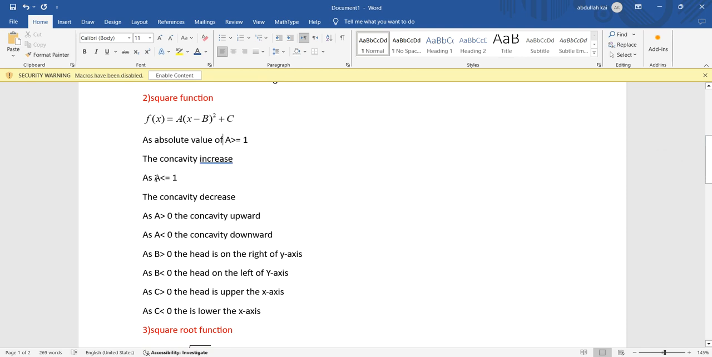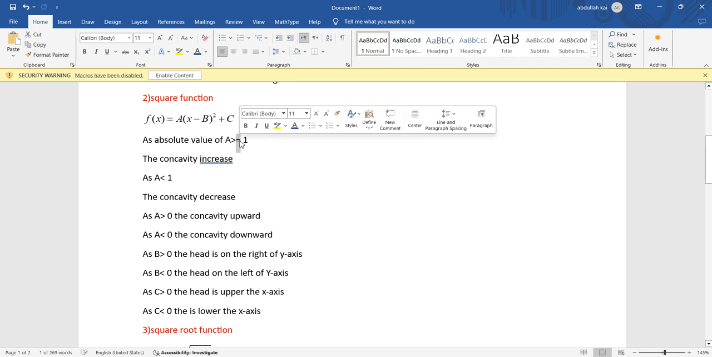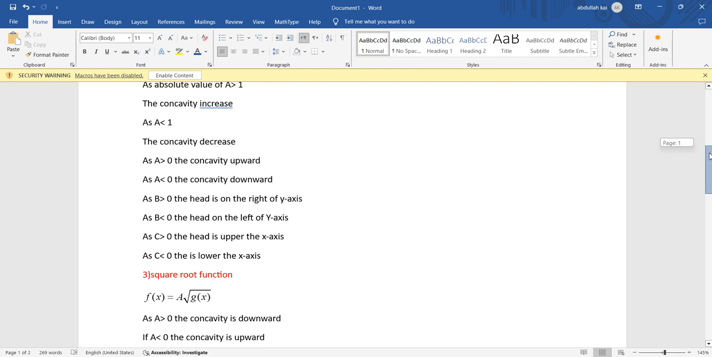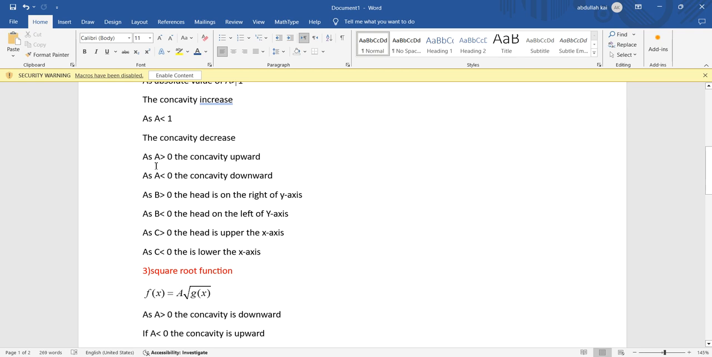If A is smaller than 1, the concavity is decreasing. If A is larger than 0, it means positive, so the concavity is upward. As A is smaller than 0, the concavity is downward. As B is larger than 0, the head is on the right of the y-axis. As B is smaller than 0, it means B negative, the head is on the left of the y-axis.